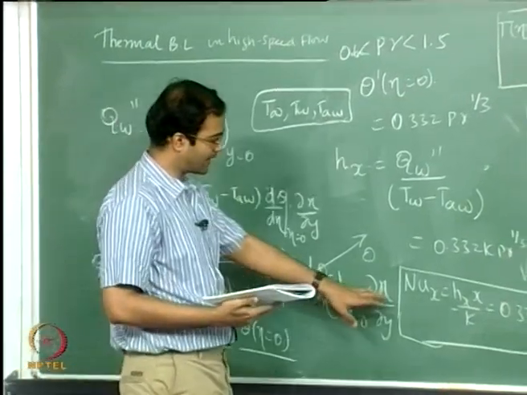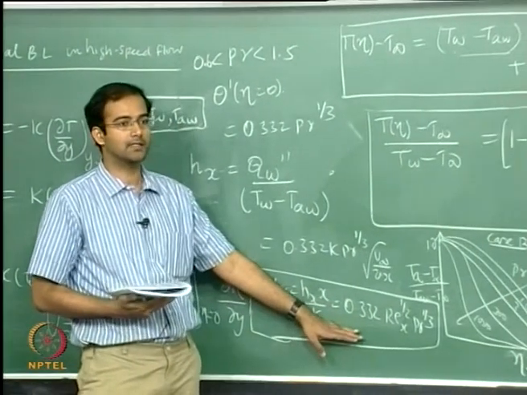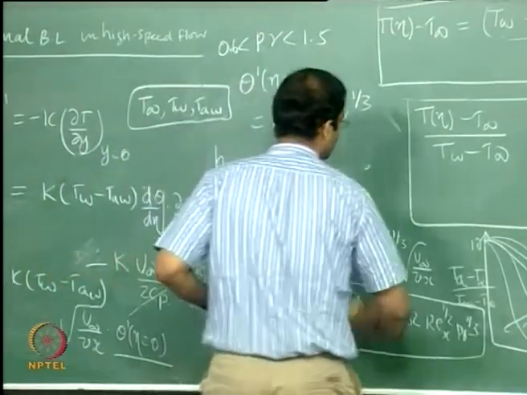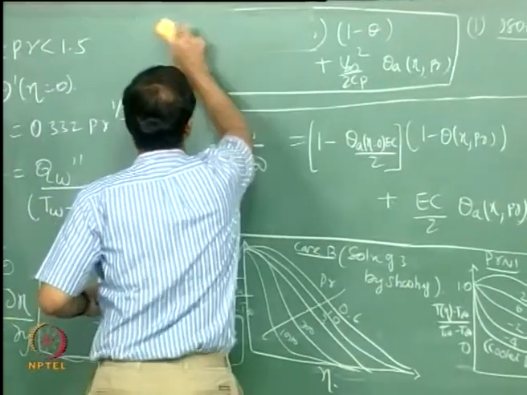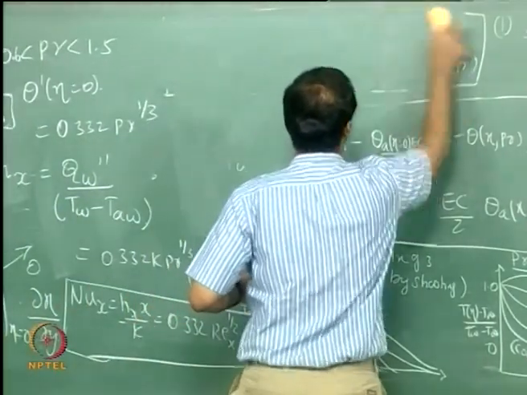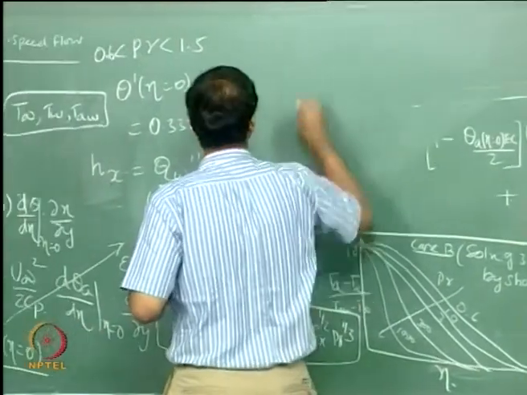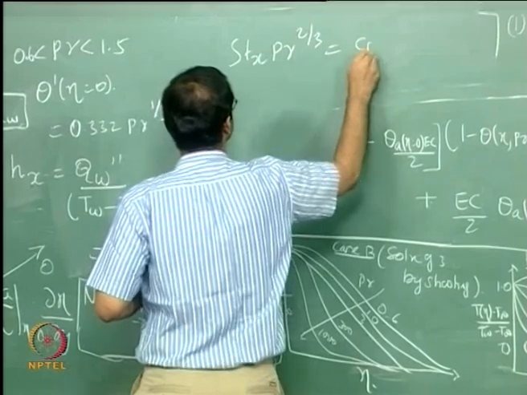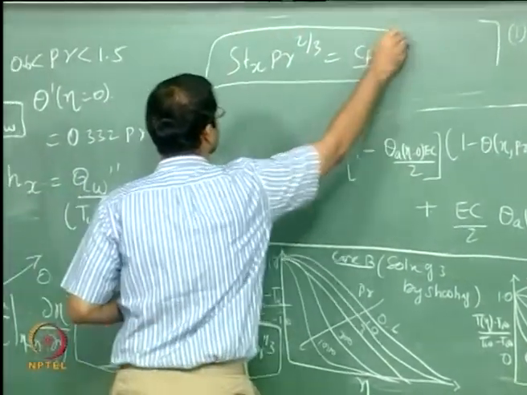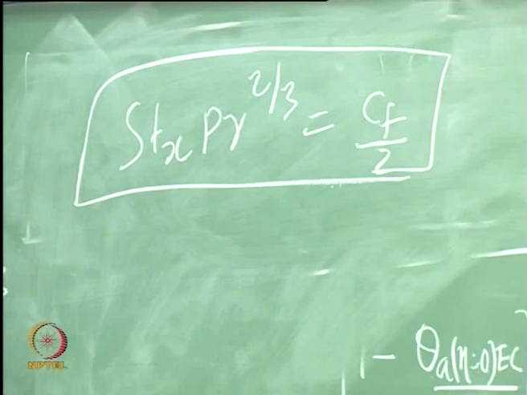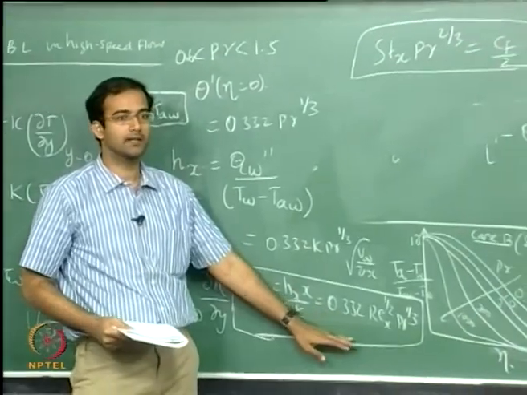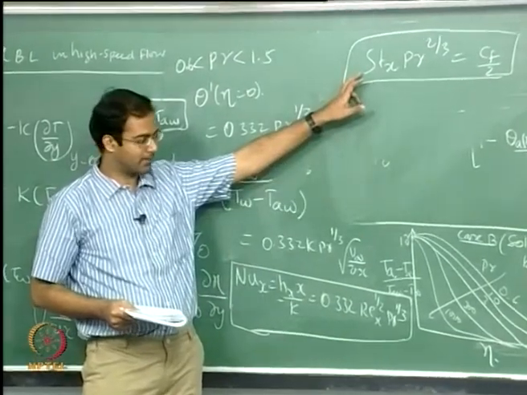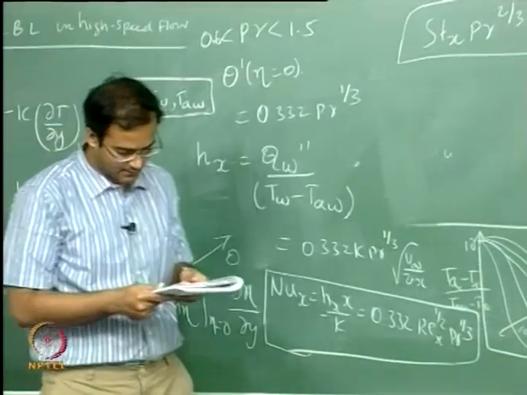So therefore since you are arriving at the same correlation, your Reynolds analogy is still valid. Okay, so the Reynolds analogy which says that Stanton number is equal to Cf by 2 for Prandtl number of 1. Otherwise your Stanton number Prandtl number power 2 by 3 is equal to Cf by 2. So this is still valid for high speed flows also, because for Prandtl number equal to 1 you still retain the same expression between Stanton number and Cf. So therefore the Reynolds analogy is still valid.